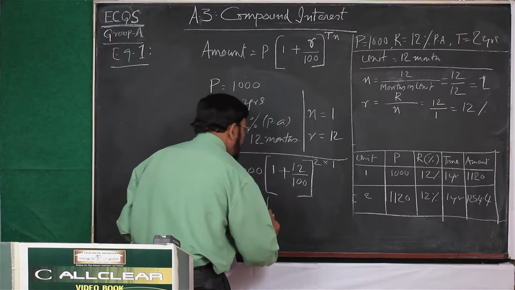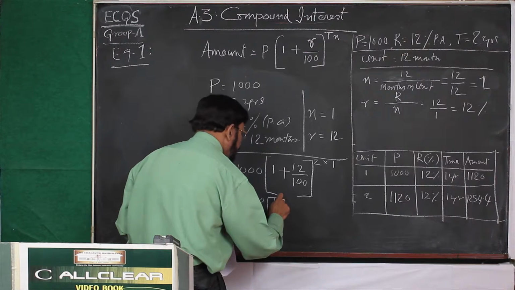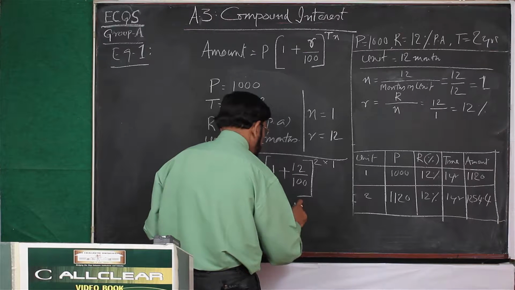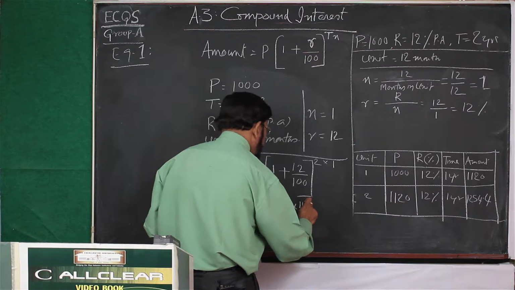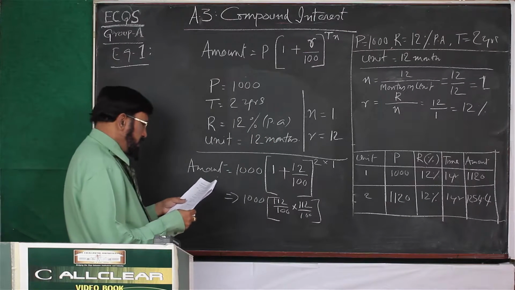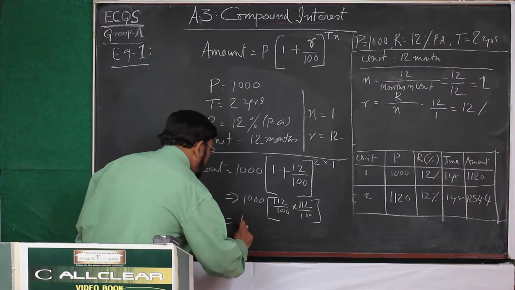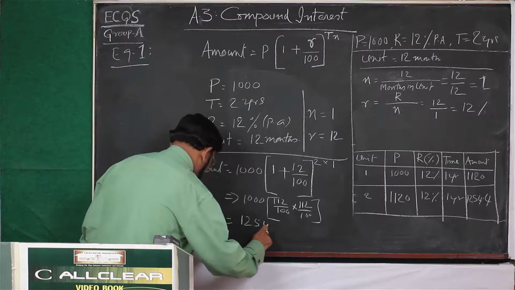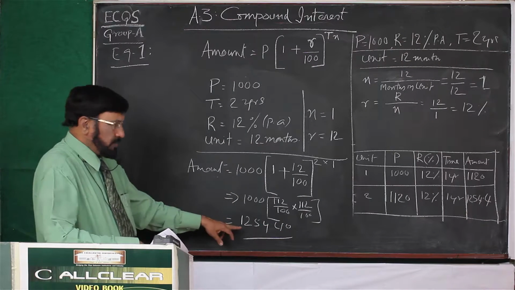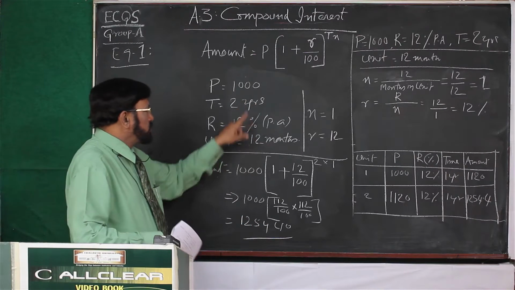So ultimately 1000, this is 112 by 100, this is twice, 112 by 100. Then if you calculate these, you can get 1254 rupees 40 paise. Amount is 1254 rupees 40 paise. Now, this is the thing, only two things are different.